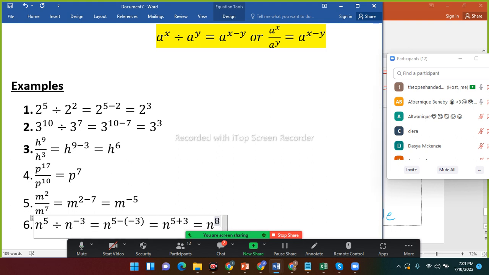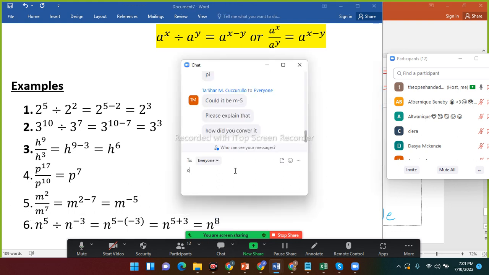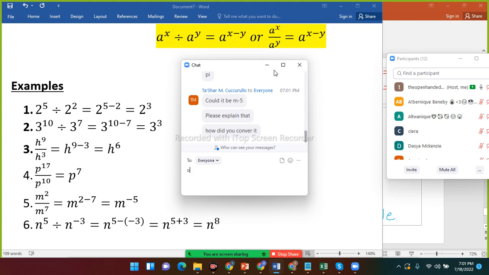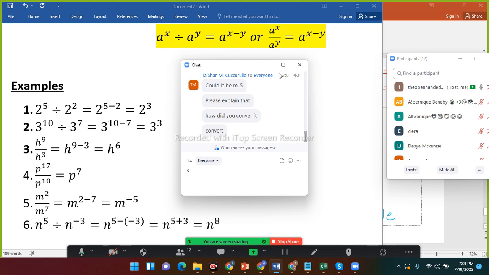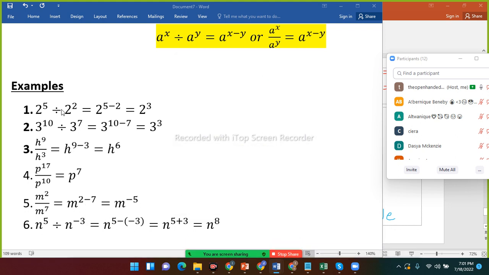So we know that every time we have a division, it becomes subtraction. If we have 2 to the 5th power divided by 2 to the 2nd power, we know automatically it's 5 minus 2. Every single time we subtract the power of the second from the first. So 17 minus 10, 2 minus 7.